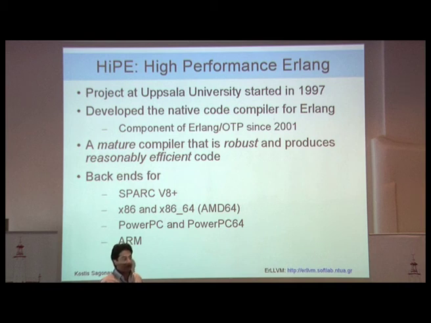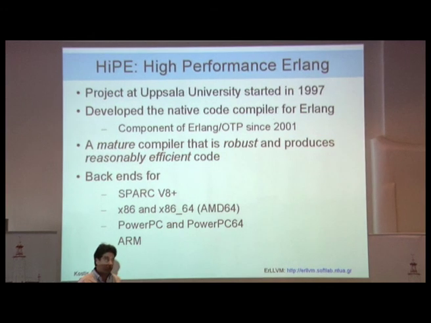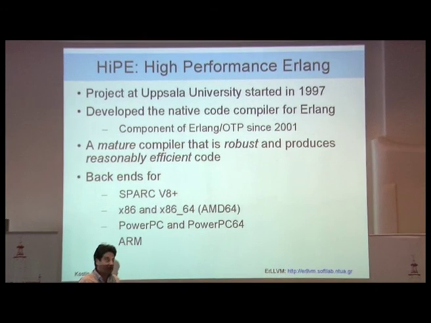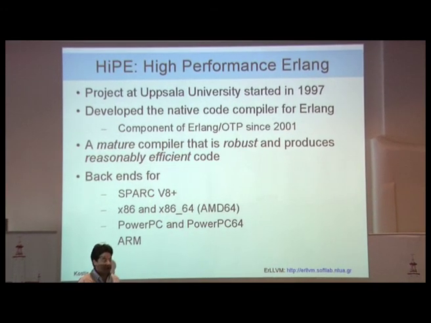And since 2001, the HiPE compiler has been a component of Erlang OTP. By now, it's a mature compiler in the sense that it's robust and produces reasonably efficient code, given that we are compiling Erlang and we are not compiling C. So there is a limit to how fast you can make it. Because it's a managed language, for example, it requires garbage collection, it requires to manage heaps of possibly different processes and such.